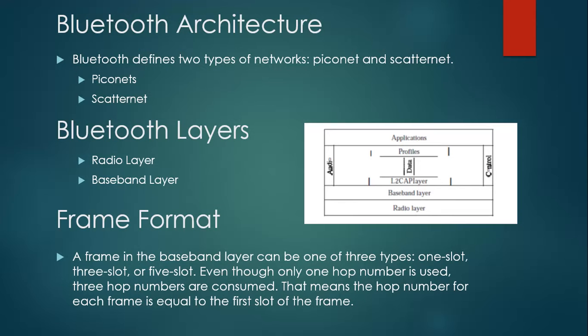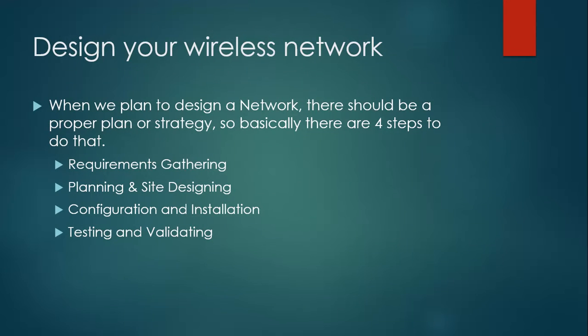In the frame format, a frame in the baseband layer can be one of 3 types: 1 slot, 3 slot, or 5 slot. Even though only 1 hop number is used, 3 hop numbers are consumed. That means the hop number of each frame is equal to that of the first slot of the frame. And now we'll change the slide to designing your wireless network.